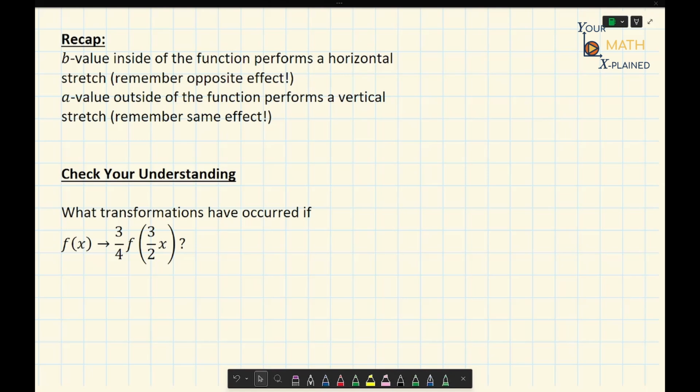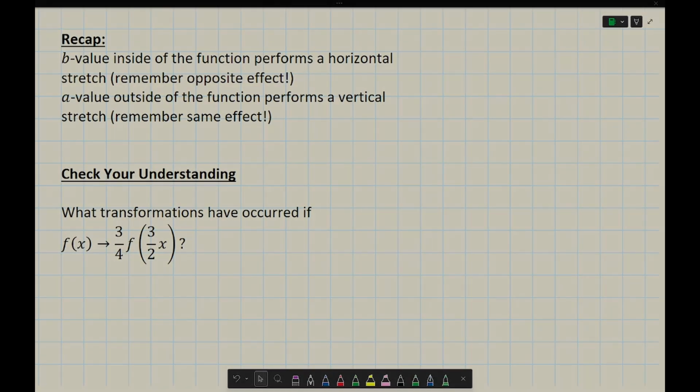So now, with that information, can you find out what is the transformation that has occurred if we have our f of x and we're applying this transformation? Leave your answer in the comments below and let us know if you'd like to see more content on expansion and compression in the future.